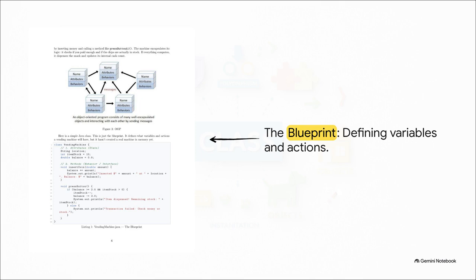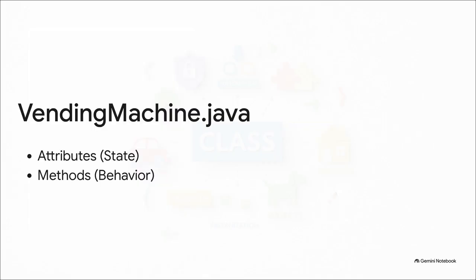This text file simply defines what variables and actions a vending machine will have. It maps out the logic, but, and this is super vital to understand, it hasn't actually created a real physical machine in the computer's memory yet. It's essentially just the architectural drawing sitting flat on a desk. Let's quickly break down that blueprint to see how incredibly literal it actually is.